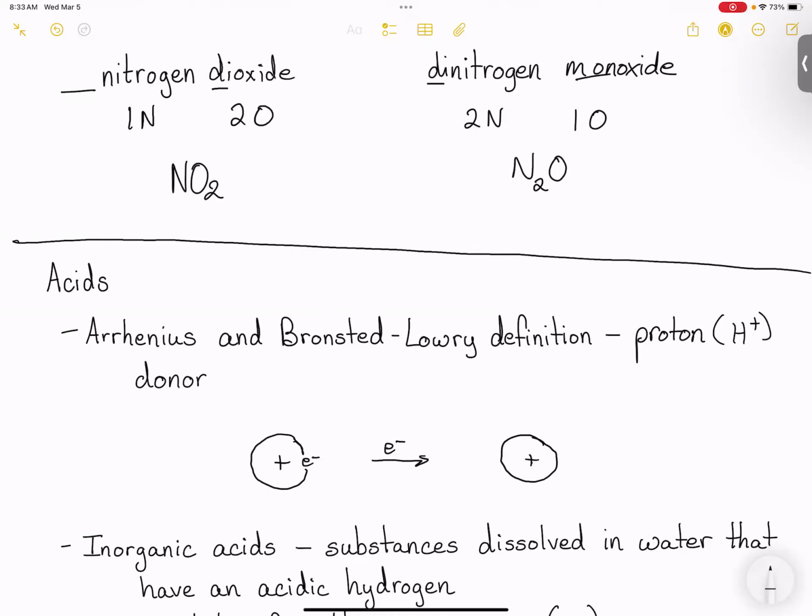That H plus means that we lost an electron from our hydrogen atom, and all that's left is the proton. So that's why it's called a proton donor, because all that's present is actually a proton. There's no electrons.